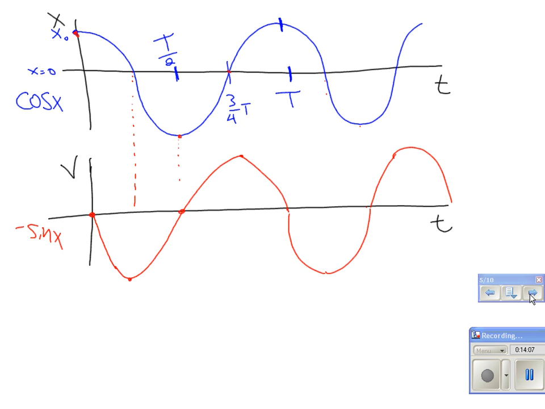Now, without doing calculus, let's extend this one more into an acceleration versus time graph. Acceleration versus time. So let's think about what's going on. When the displacement is maximum, what's the acceleration?